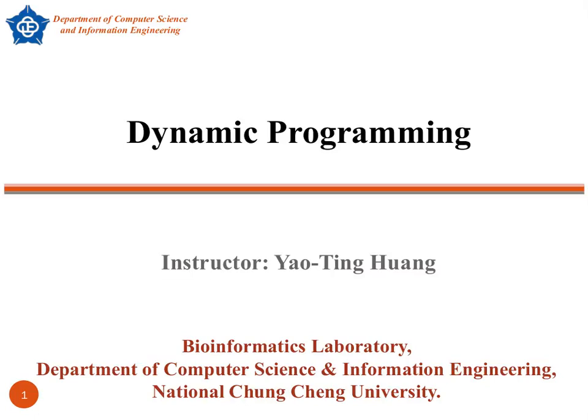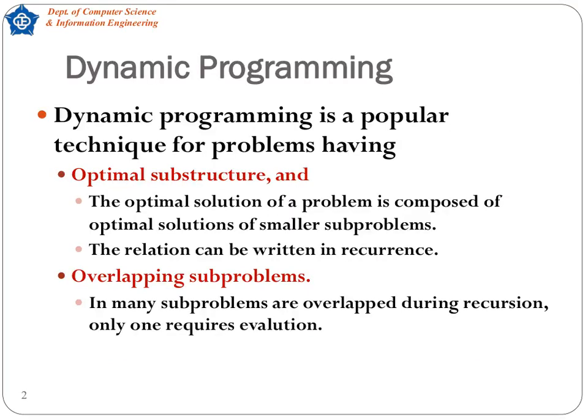Let's dive in. Building on what we've just seen, dynamic programming is a method for solving problems that exhibit two key properties. First, optimal substructure. The best solution to the overall problem can be built from the best solutions to its smaller subproblems, and these relationships are captured by a recurrence. Second, overlapping subproblems. When the same subproblems keep popping up during recursion, we solve each one just once and reuse its result, saving expensive computation. Together, these features let dynamic programming turn exponential time recursive algorithms into efficient, polynomial time solutions.